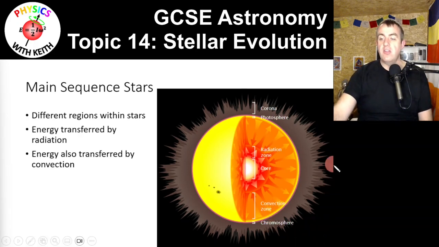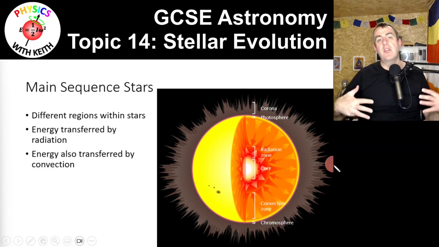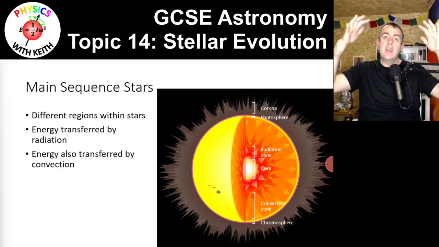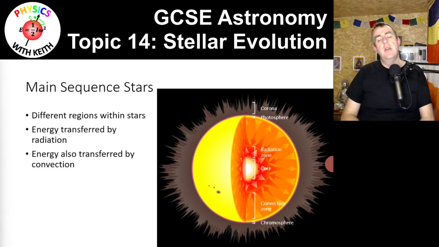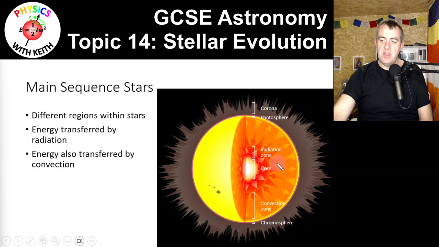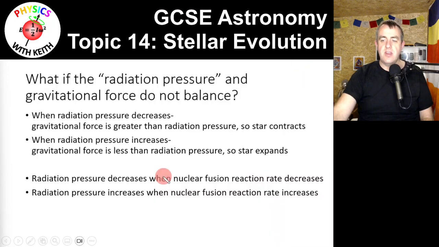The convection zone is where the matter is able to cool enough as it moves further away from the core that it can then sink back down. And we get those convection cycles in this convection zone. And maybe we'll talk about the chromosphere and the corona and the photosphere at some later point. So we've got these different layers of the star.